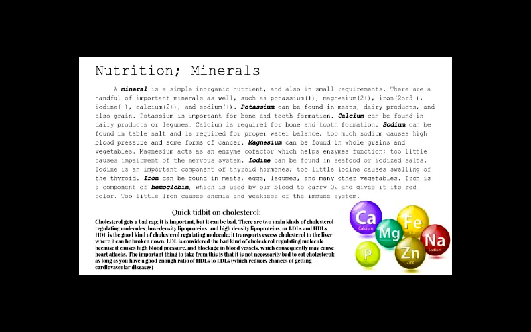Potassium can be found in meats, dairy products, and also grain. Potassium is important for bone and tooth formation. Anyways, calcium can be found in dairy products or legumes, and legumes are plants that rely on some bacteria to produce their nitrogen. That's just what they are. Calcium is required for bone and tooth formation.